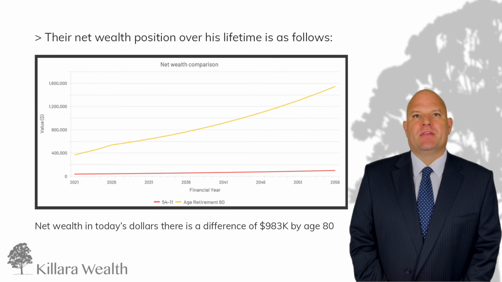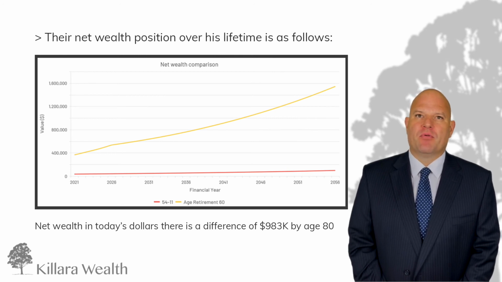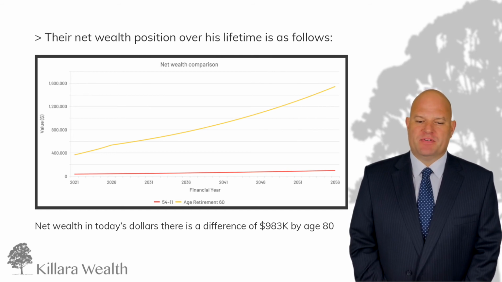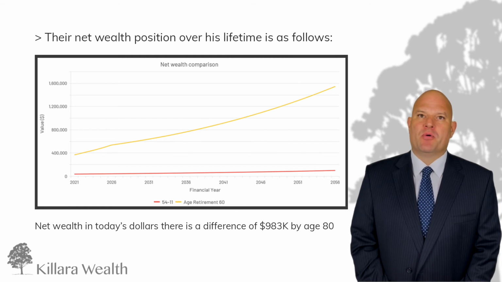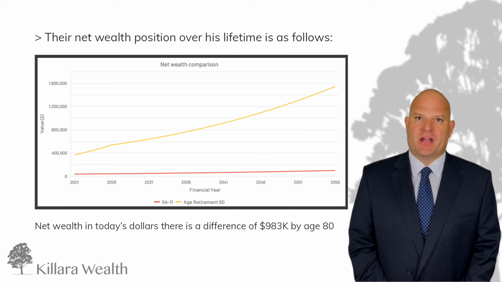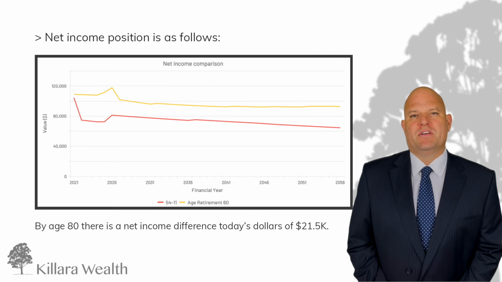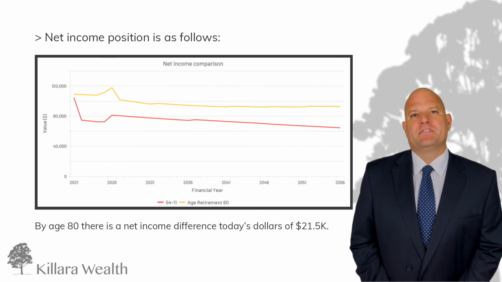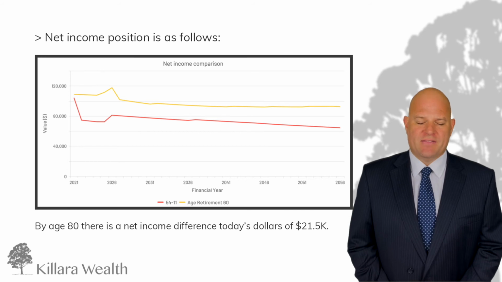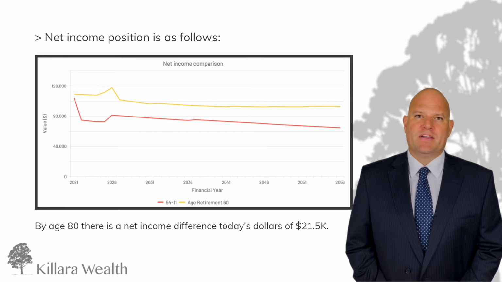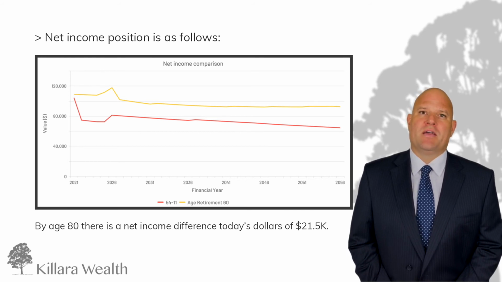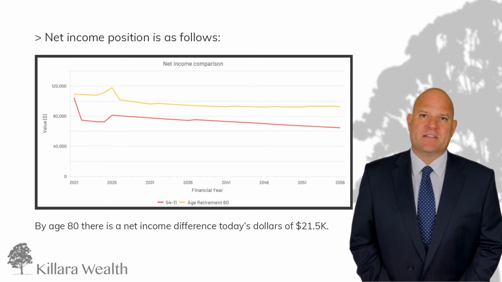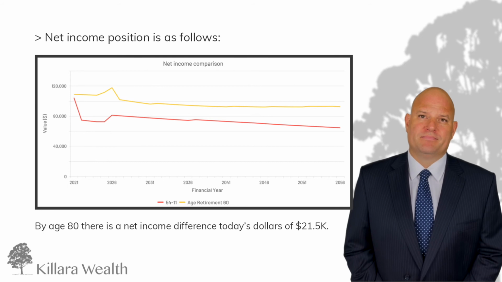Here we can see the net difference in wealth between a 5411 and age 60 retirement for Geoff and Mary is just under $1 million by the time they reach age 80. Probably more important for Geoff and Mary though is the difference in retirement income they'll achieve by Geoff working through to age 60. In this example, we can see that Geoff is on average about $20,000 a year better off from an income perspective by working through to age 60 compared to 5411.